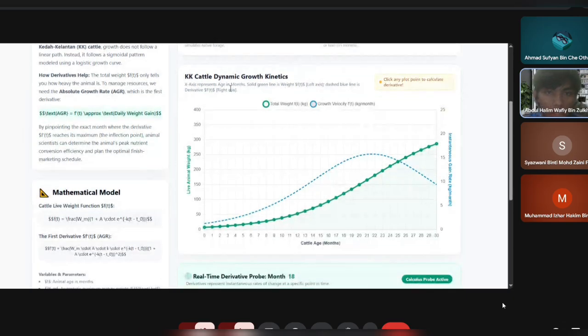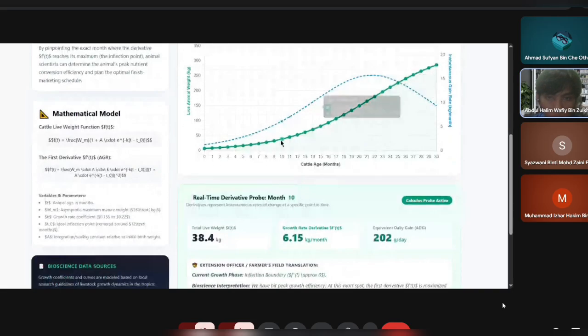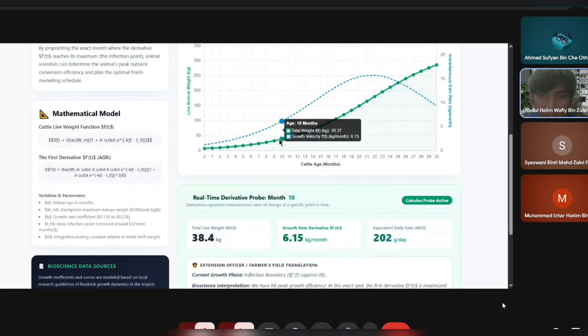In this graph, Kedah Kelantan cattle dynamic growth kinetics. In the yearly first months, which is 0 to 10 months, the graph shows growth rate, growth velocity, 6.15 kilograms in that month. Total weight, which is 38.4 kilograms.